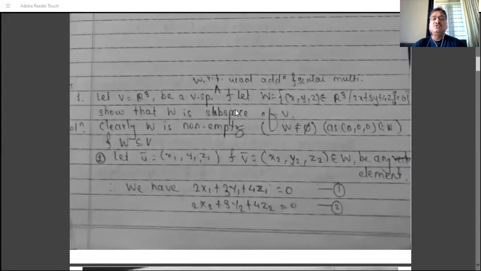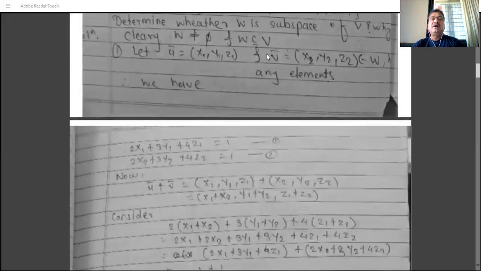So in order to show a subspace, we have to show the two conditions by using the theorem. So the next example is again of a subspace. We will see the next example in the next lecture.